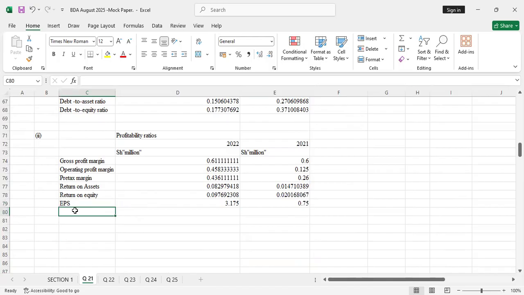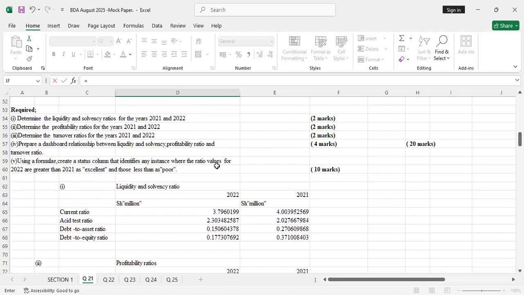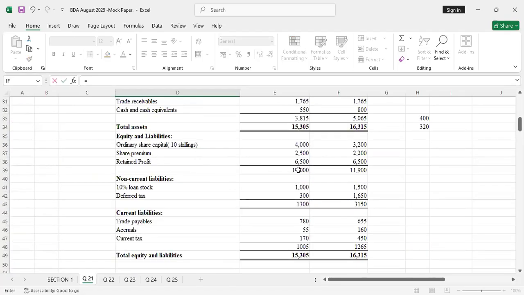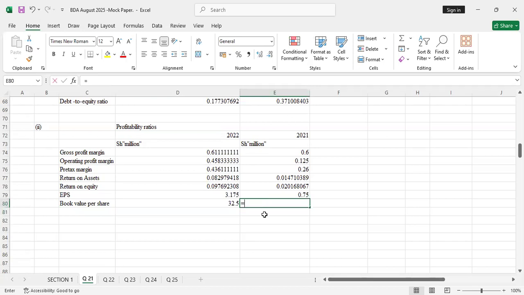I think I'll have to end there, or maybe I'll also calculate another one, which is book value per share. I think these are the profitability ratios. It is always total equity over total number of shares. We already have the total number of shares, so we say equals our total equity for 2022, which was 13,000. We divide by the number of shares for 2022, which was 400. Enter. So the book value is about 2.5.